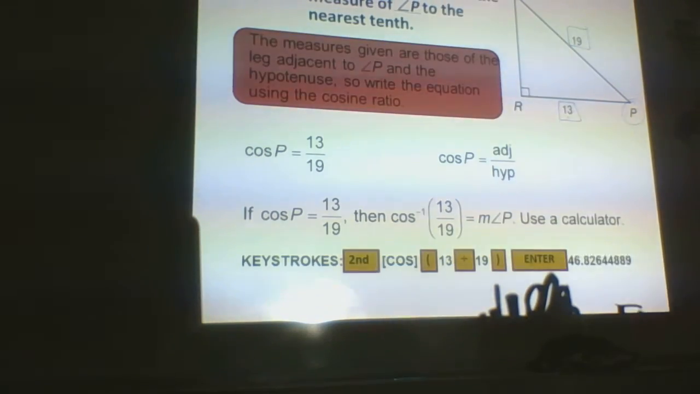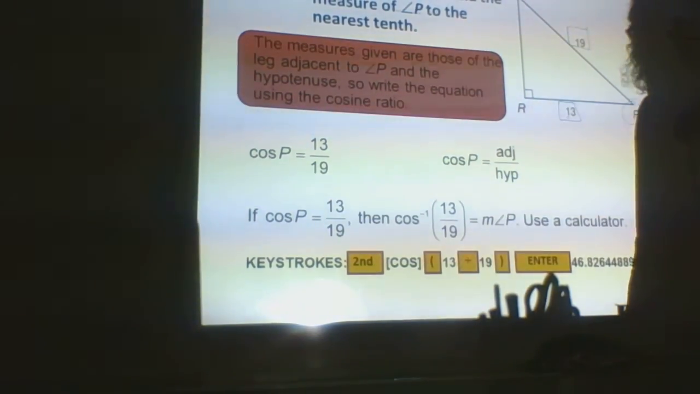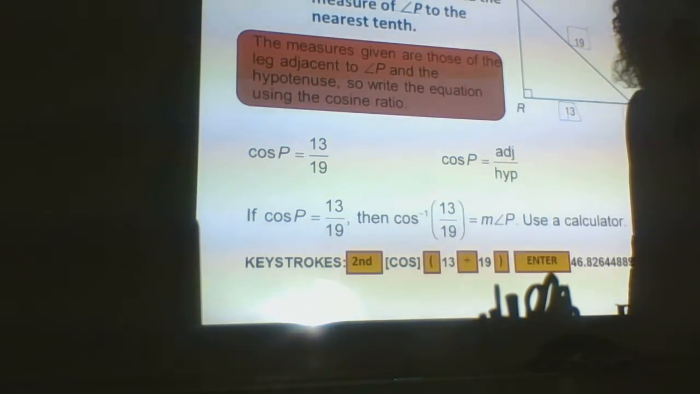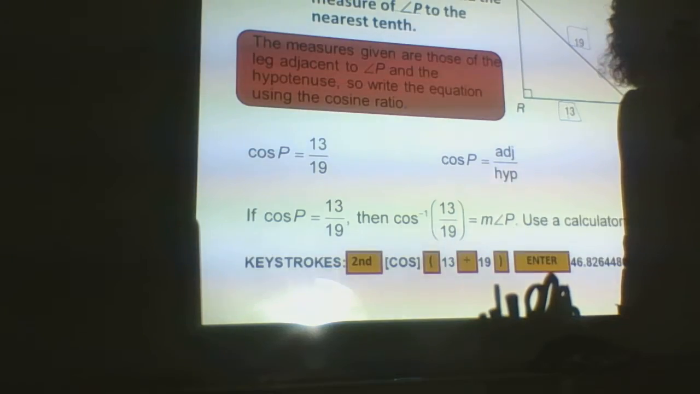Okay? Does this also work with other calculators? It works with a regular calculator if you have the functions on there. If you don't have functions on there, you're not going to be able to do it.